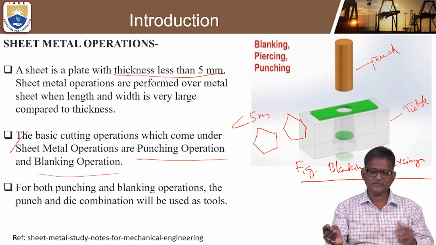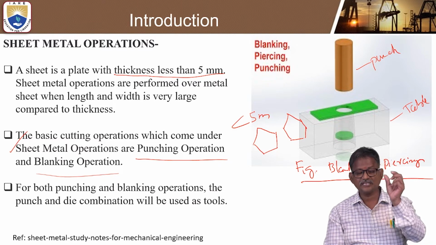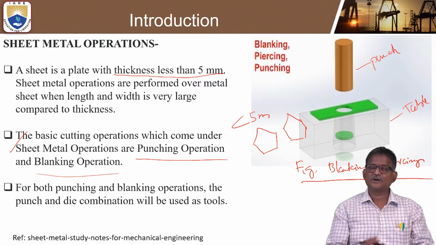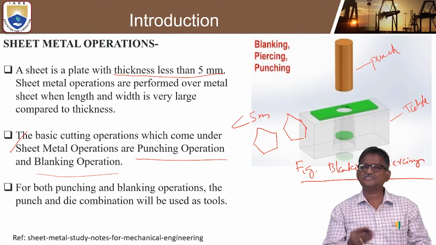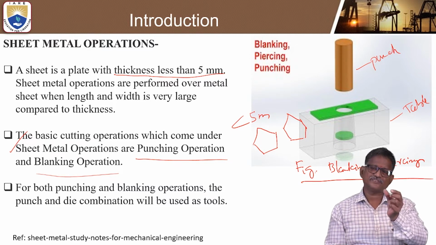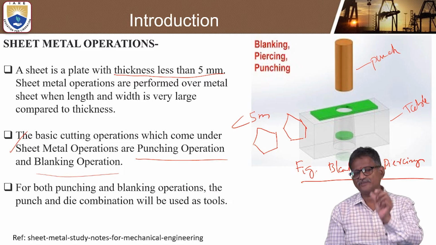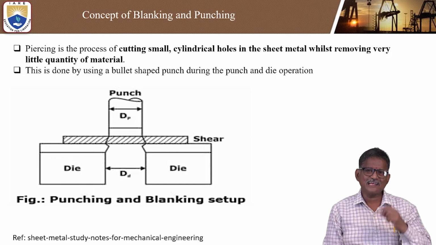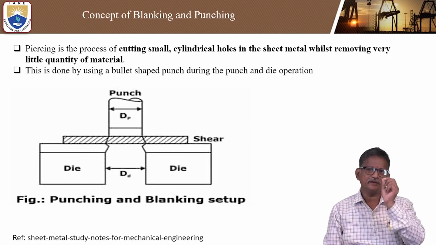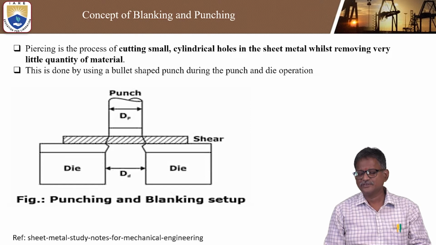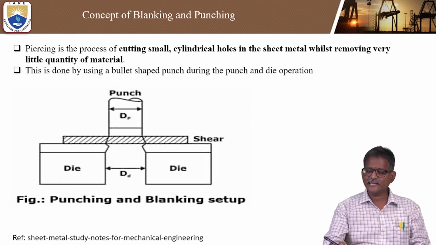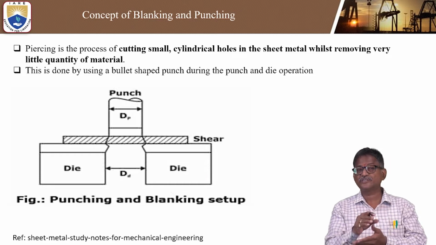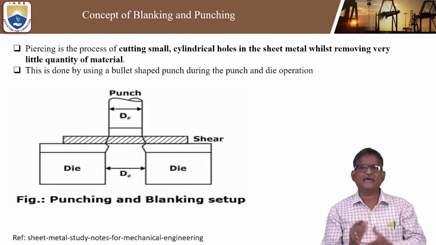All this information can be found in sheet metal study notes for mechanical engineering from some universities, some deemed universities. They have verified a lot of journals, and I have also collected some information as per these references. Look at the concept involved in the blanking and punching process. This line diagram shows clearly how you can perform this punching and blanking setup.